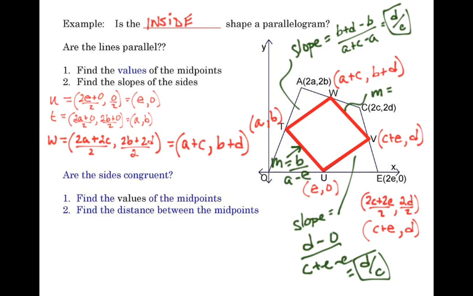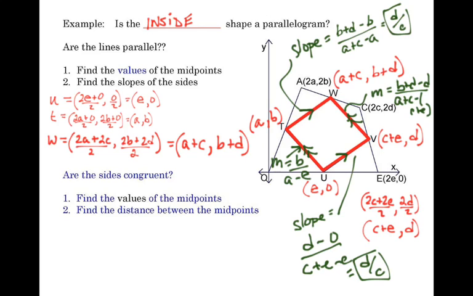If I do the same process over here, I get for the slope between T and U, b minus 0 over a minus e, and then for the last one over here, I get b plus d minus d over a plus c minus c plus e, and it's going to work out to be the same slope as we go through this. Alright, so I have that they're parallel. What I need to now show is that they're congruent.